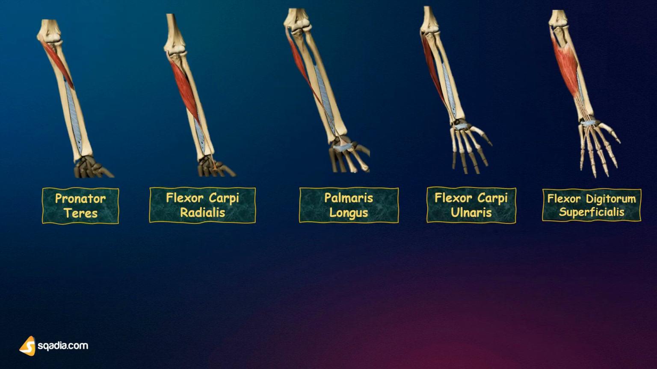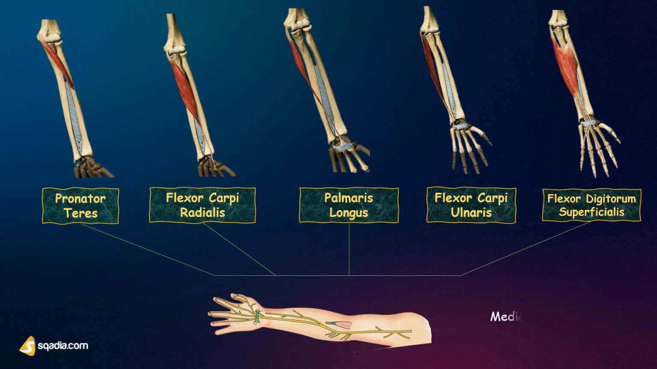As for the nerve supply of these muscles, remember that the muscles of the anterior compartment of the forearm, superficial and deep both, are supplied by the median nerve and its branches, with the exception of flexor carpi ulnaris, which is supplied by the ulnar nerve. In the coming section, we will talk about the nerves in more detail.